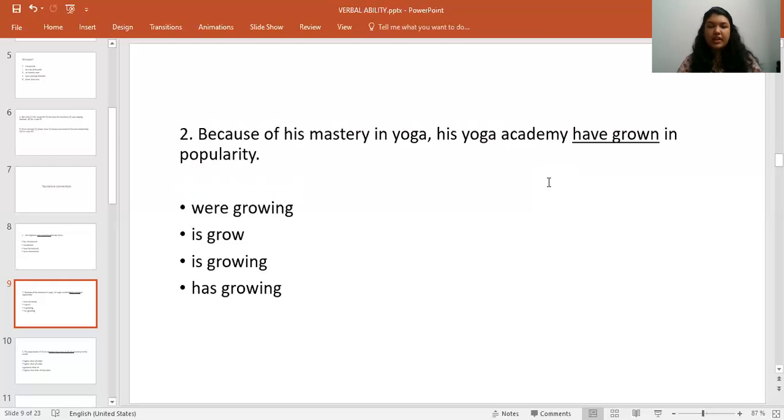Another method of identifying whether the grammatical sentence that we have selected is correct or not is by understanding whether the sentence is in past tense, future tense, or present tense. If we take the same example, we can see that here the sentence is in present tense. So because of his mastery in yoga, his yoga academy is growing in popularity is the correct sentence.